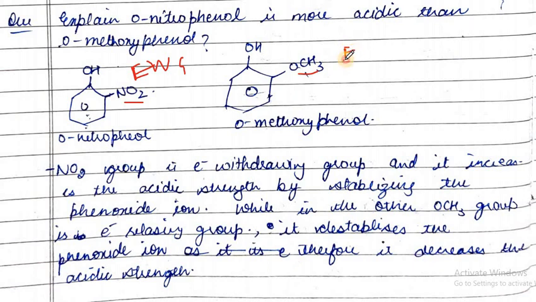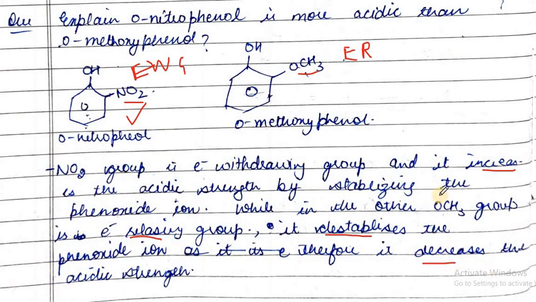So when we see their effects, as we have already done, electron withdrawing groups increase the acidic strength, while releasing groups decrease the acidic strength. So orthonitrophenol will be more acidic. Electron withdrawing groups increase the acidic strength, while on the other hand the OCH3 group, an electron releasing group, destabilizes the phenate ion, or say it decreases the acidic strength.